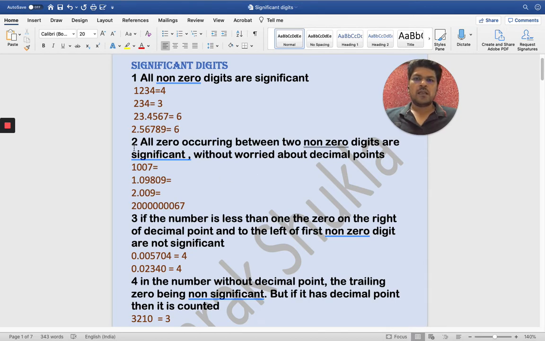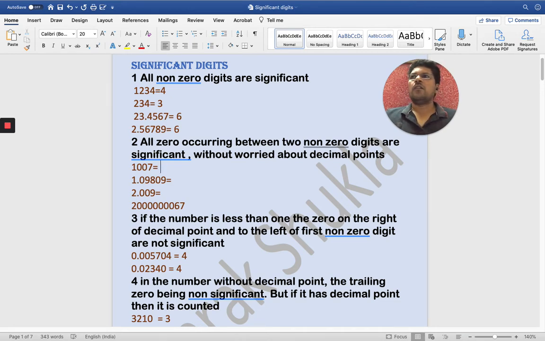Now we want to say that all zeros occurring between two non-zero digits are significant digits. Let's say our zero is preserved between two non-zero digits, then it is significant. We are not caring about decimal points. We are not worried about any type of decimal point, whether you have a decimal point and so many zeros, or whether you don't have any decimal point. What we are focusing on is that if there is a non-zero number and a zero is preserved between them, then it automatically becomes a significant digit.